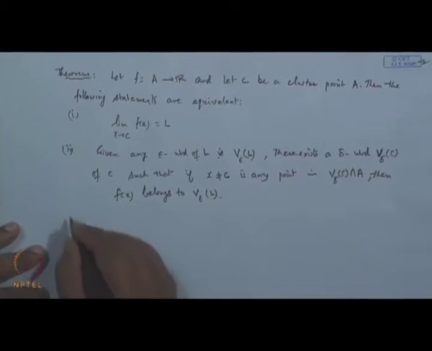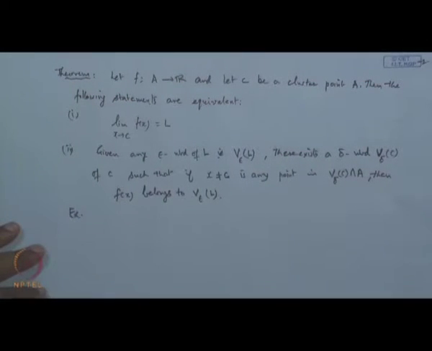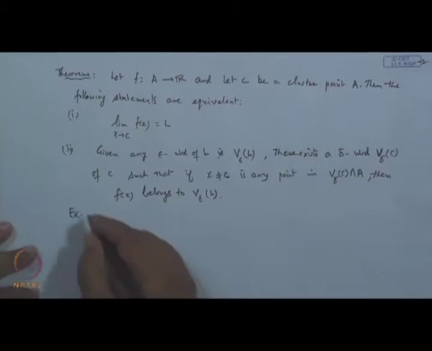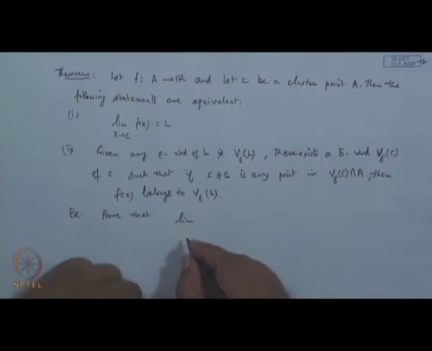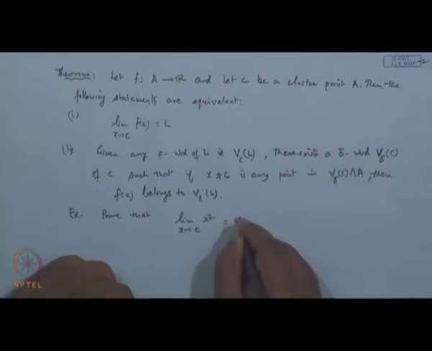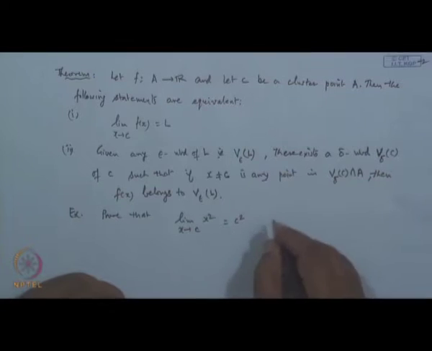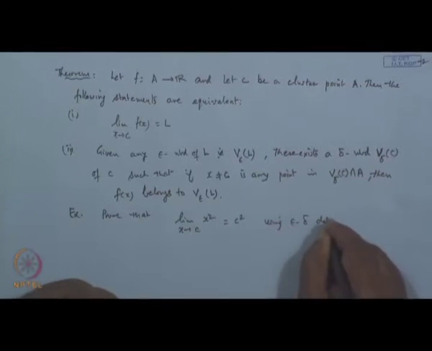Okay. Let us take a few examples using the epsilon-delta definition. Suppose I want to prove that the limit of the function x square as x tends to c is c square, using the epsilon-delta definition.